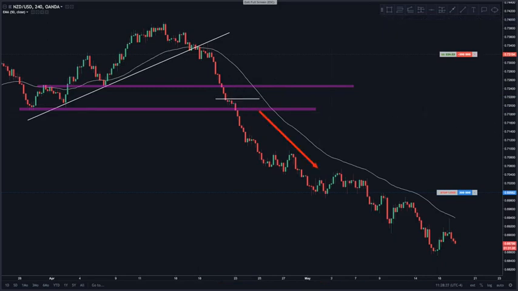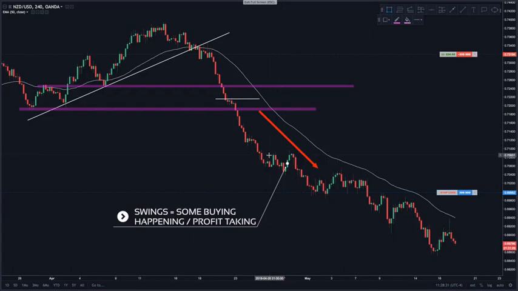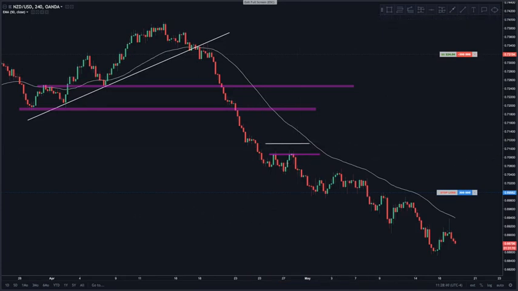Price then tanks down, and we don't start seeing buying pressure happening until right about here. As you can see, the swings start happening. So again, we move our stop loss down right above these swing highs, because if it ends up breaking upwards, it might signal a reversal. Price then proceeds to move down again before starting to swing. We then move our stop loss above the highest point.